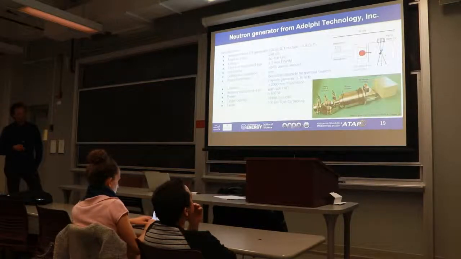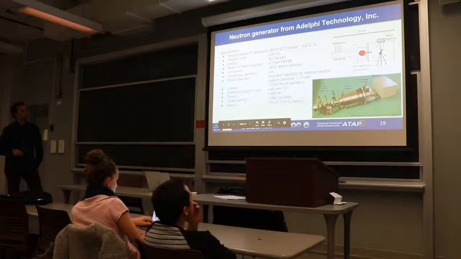The neutron generator itself is a plasma-based neutron generator. So here's a picture of it. It's roughly, I would say, from here to here, perhaps 50 centimeters. So the whole system is perhaps 2 feet.